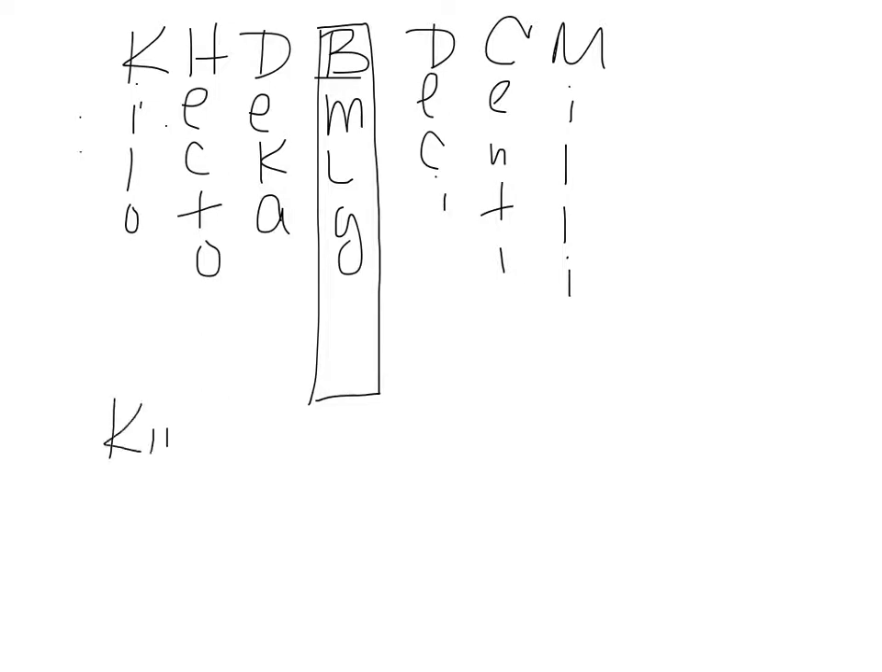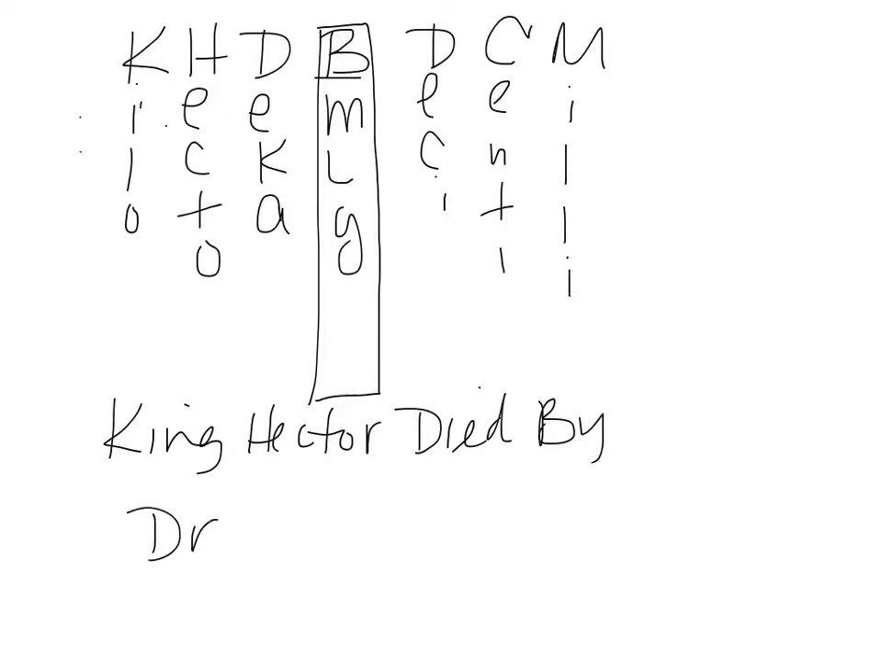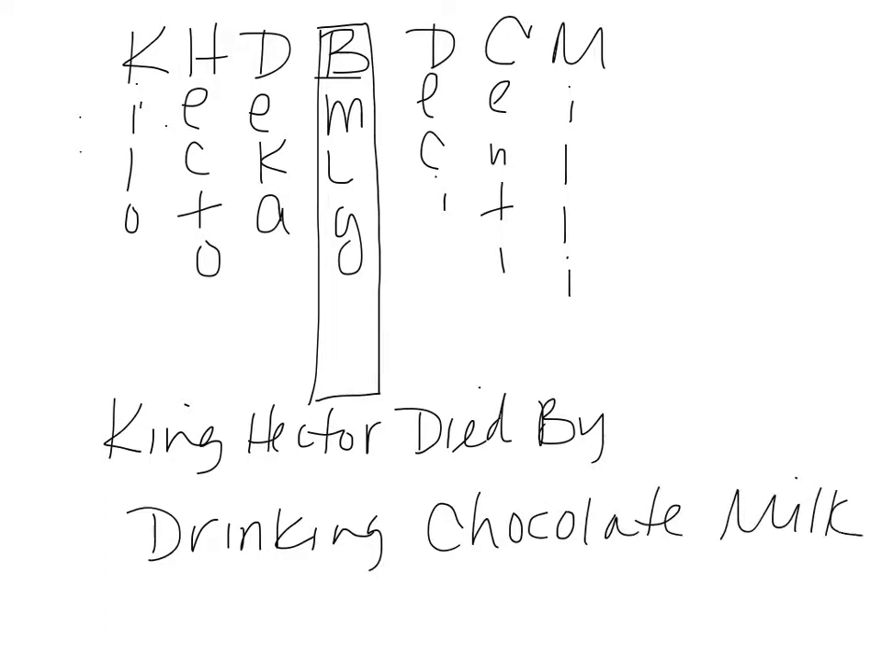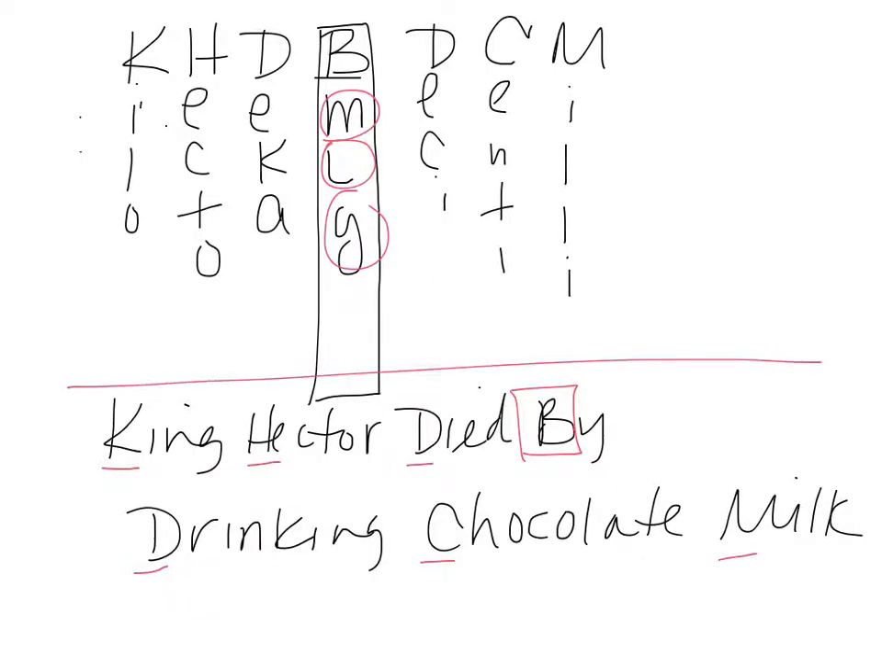King Hector died by drinking chocolate milk. So king for kilo, Hector for hecto, died for deca, B is for your base units, which are meters, liters, and grams. Then you have deci for drinking, C, centi for chocolate, and M, milli for milk. So this is a mnemonic device that I use to remember the metric system in order.